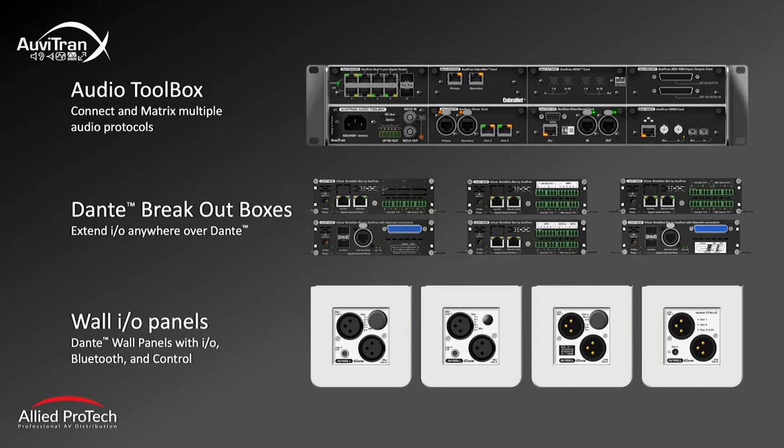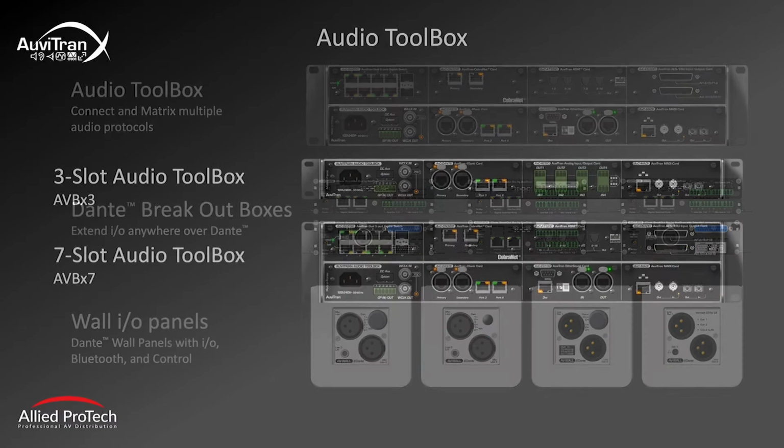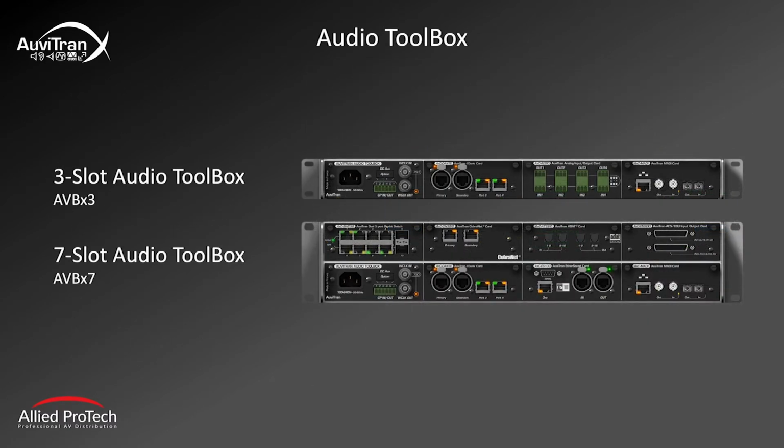We're going to start off by looking at the AudioToolBox, which is basically either a 3 or a 7 slot card frame that you can populate and configure with cards for different audio protocols. You can add cards for MADI, Dante, AVB, or even legacy protocols like CobraNet.